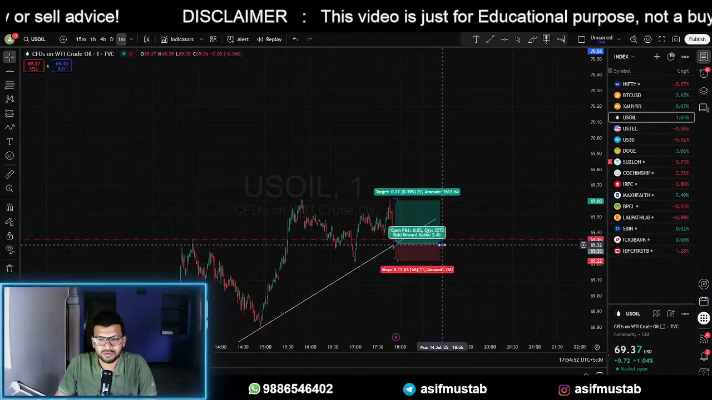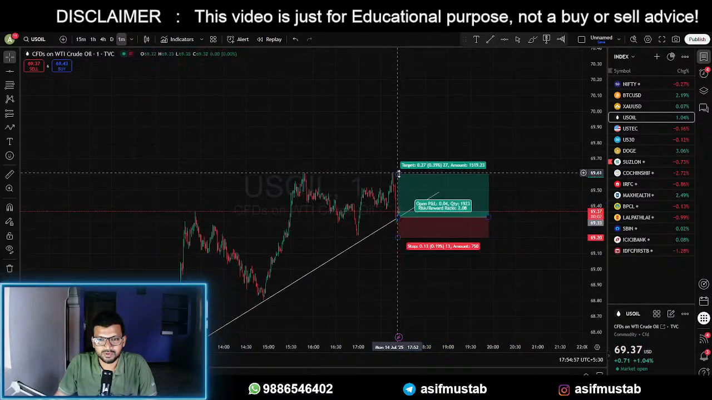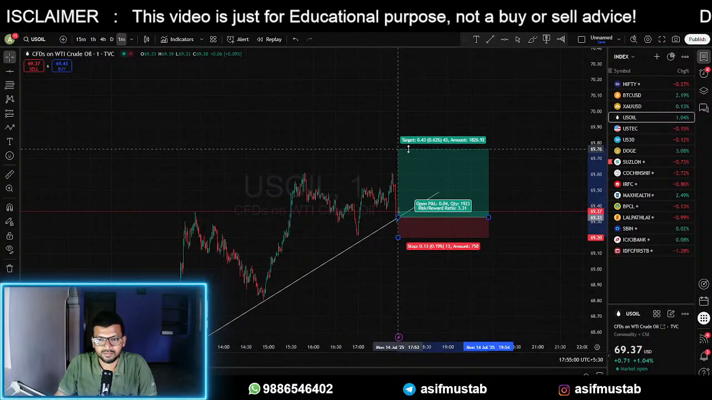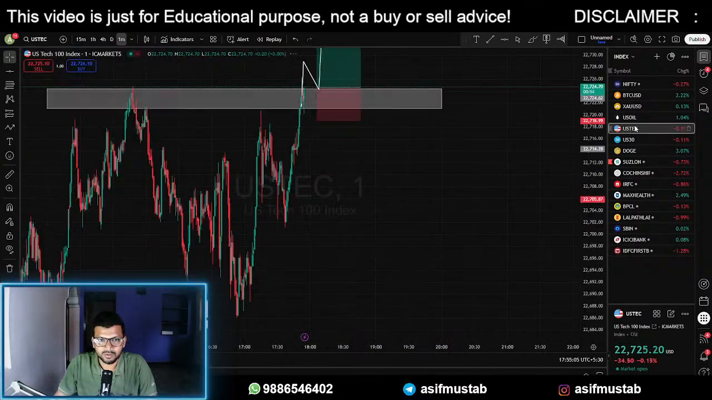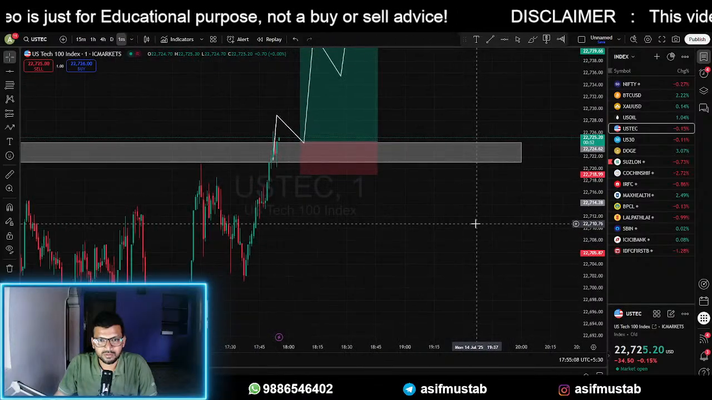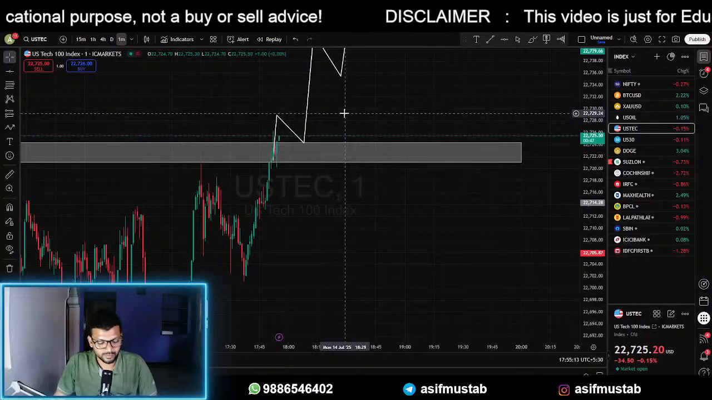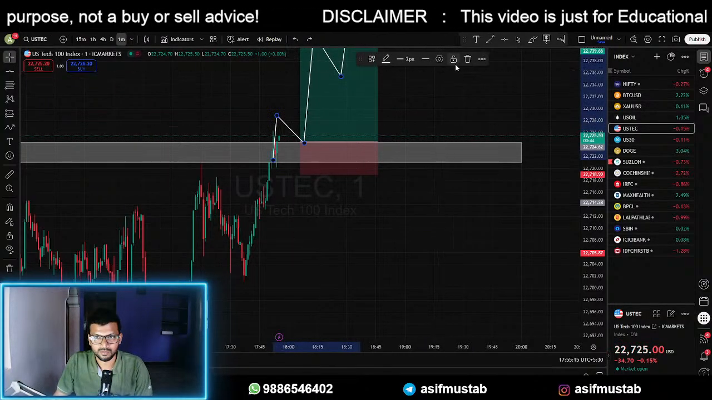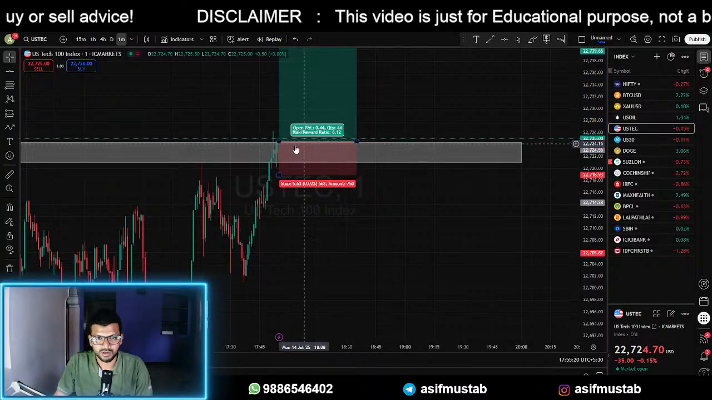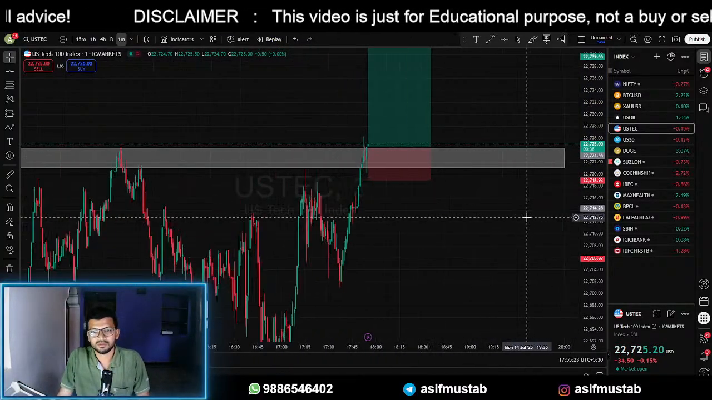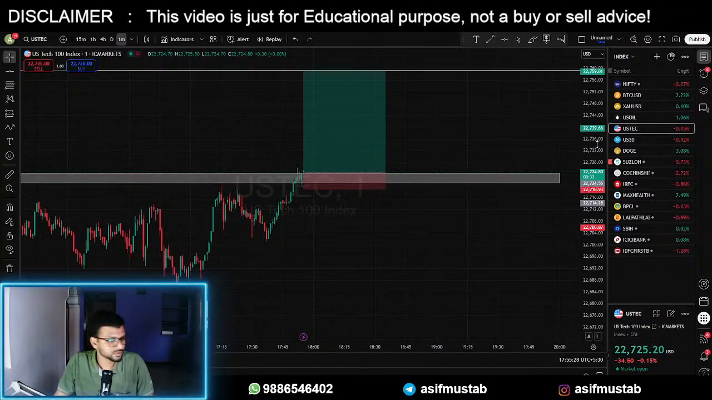So we can expect at least 1 is to 3. US tech. Yes, we got the entry because this candle was break and the previous candle was retest. Okay, let us wait and see whether this US tech gives us a target or SL.